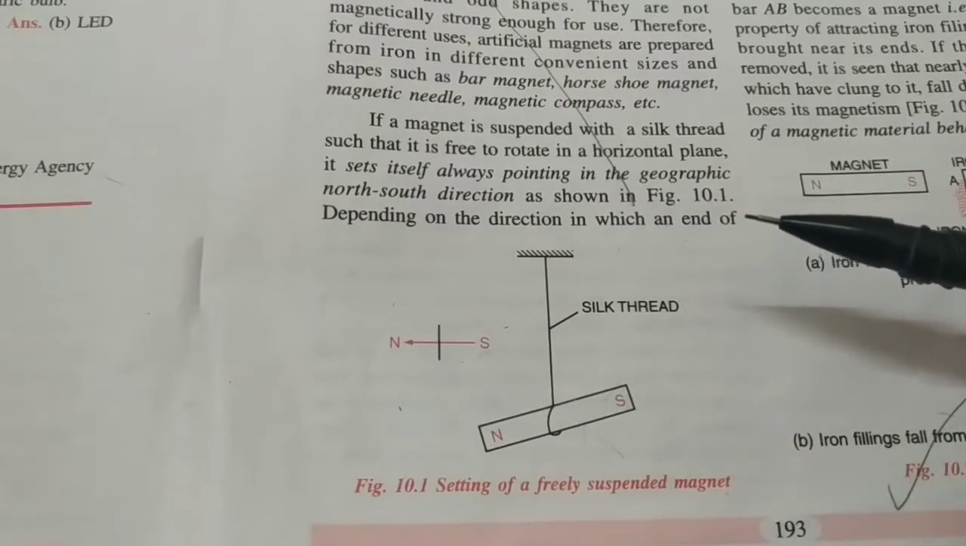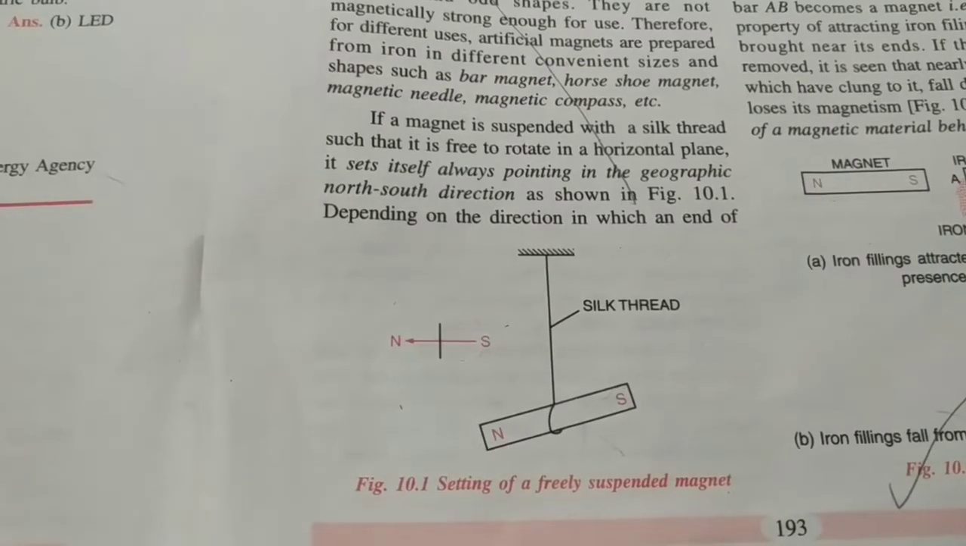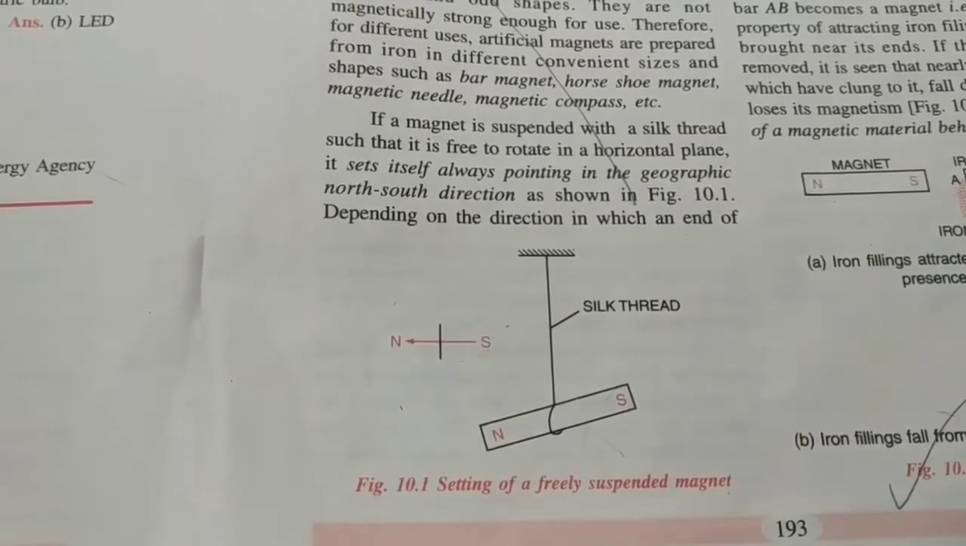Magnets could be naturally found. For example, triferric tetroxide, or magnetite, has magnetic properties. They can also be artificially made, for example, electromagnets.